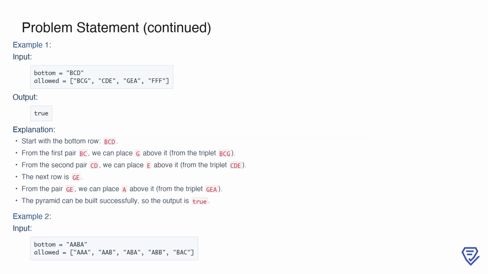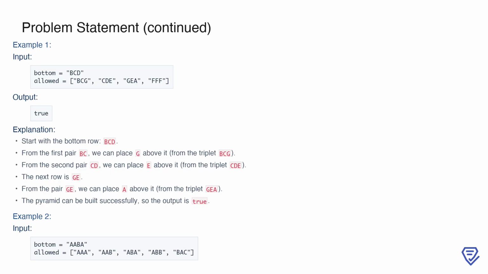In the first example, the bottom string is BCD, and the allowed triplets are BCG, CDE, GEA, FFF. Starting with the bottom row BCD, we look at the first pair BC. The triplet BCG tells us that G can be placed above BC. Next, we look at the pair CD, and the triplet CDE tells us that E can be placed above CD. This forms the next row, which is GE. Now, for the pair GE, the triplet GEA allows us to place A above it. At this point, we've successfully built the pyramid with A as the top block, so the output is true for this example. This demonstrates how the pyramid can be constructed step by step using the allowed transitions.